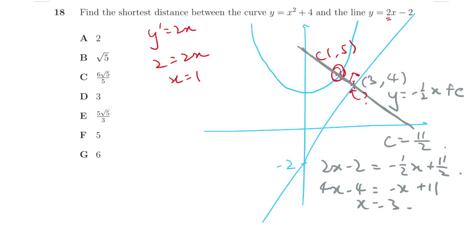Good. So now what's left is to figure out the distance between these 2 points. And of course, our friend Pythagoras helps us do that. So the difference in x is 2, the difference in y is 1, so 2 squared plus 1 squared equals 5, and the distance is square root of 5. So the shortest distance between them must be square root of 5. There you are.